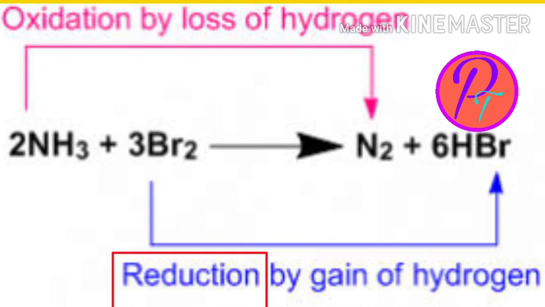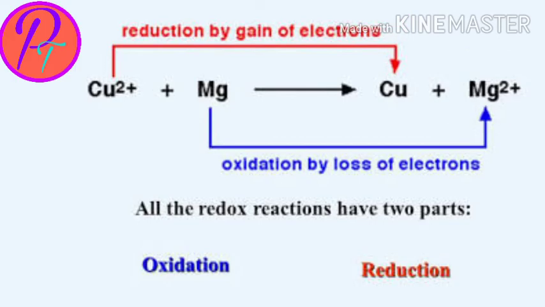Now let us discuss the oxidation and reduction process with the help of electron. Look at this reaction. This is the reaction between the copper ion and magnesium. Copper ion reacts with magnesium to give copper and magnesium ion. Let us now concentrate on the change of copper ion into copper. In the reactant, the charge of copper is 2 positive. On the other hand, in the product, the charge of copper is 0 as it is a neutral species. Here the copper 2 positive becomes copper by the gain of 2 electrons.